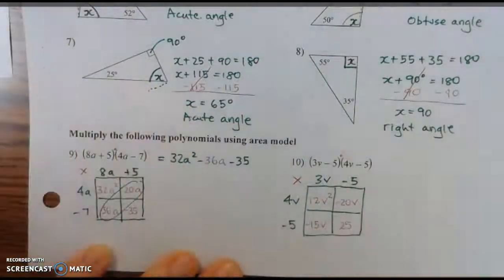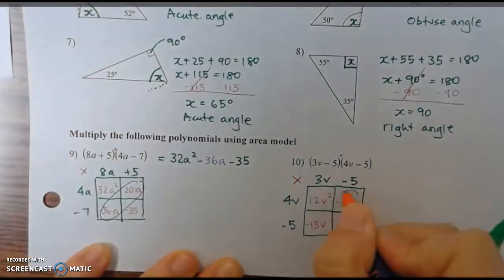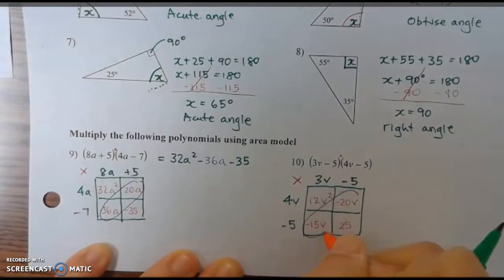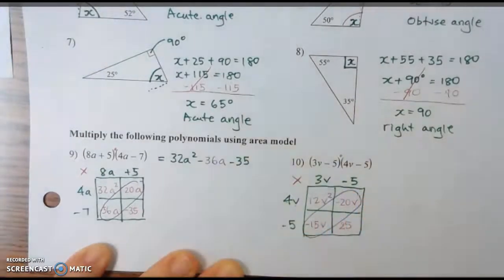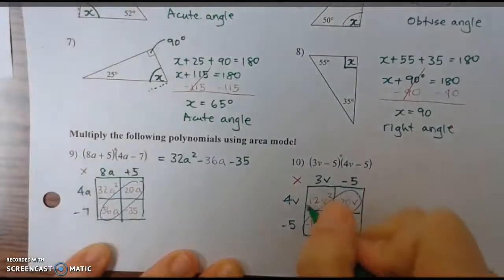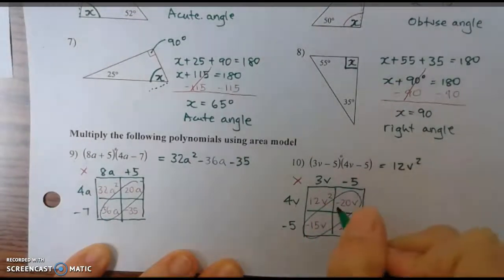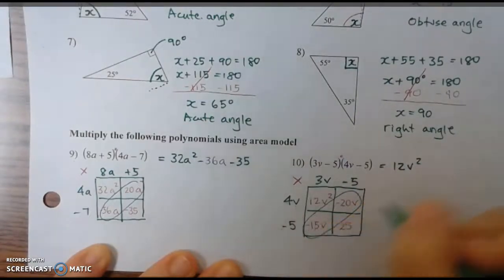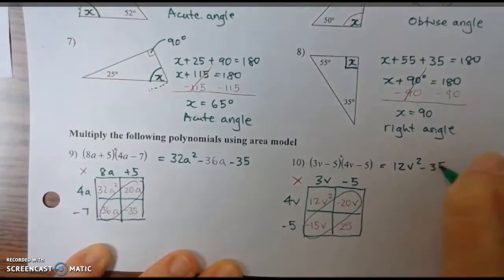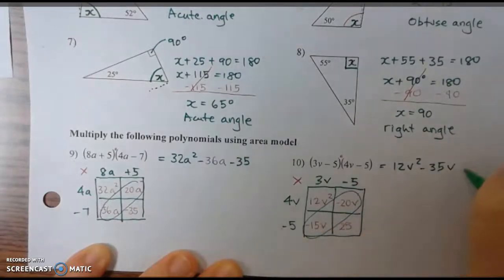Okay, and now we know that we need to be combining like terms, and the like terms are the v's. So what are the parts that we have? We have 12v squared and negative 20v plus negative 15v. Negative 20 minus 15 is negative 35v. And then plus 25. And that's my answer.